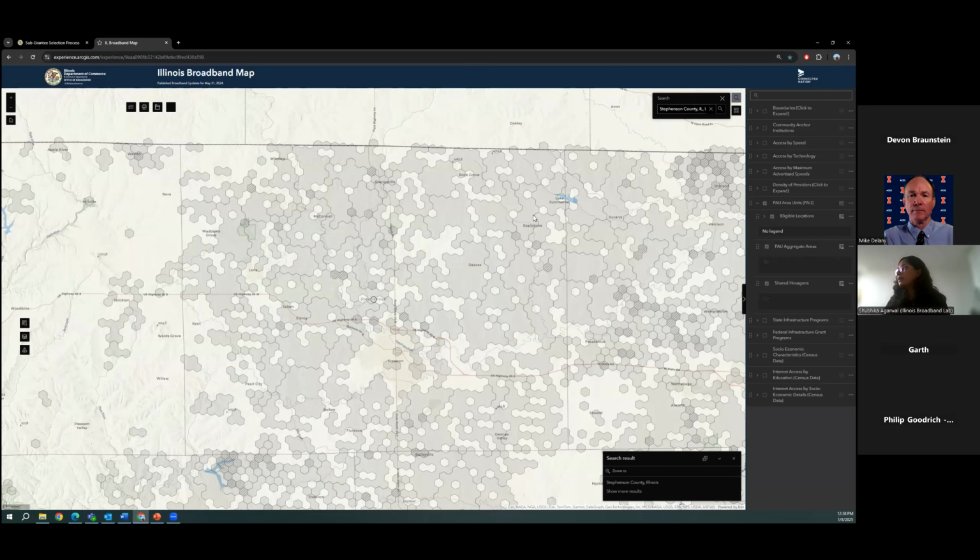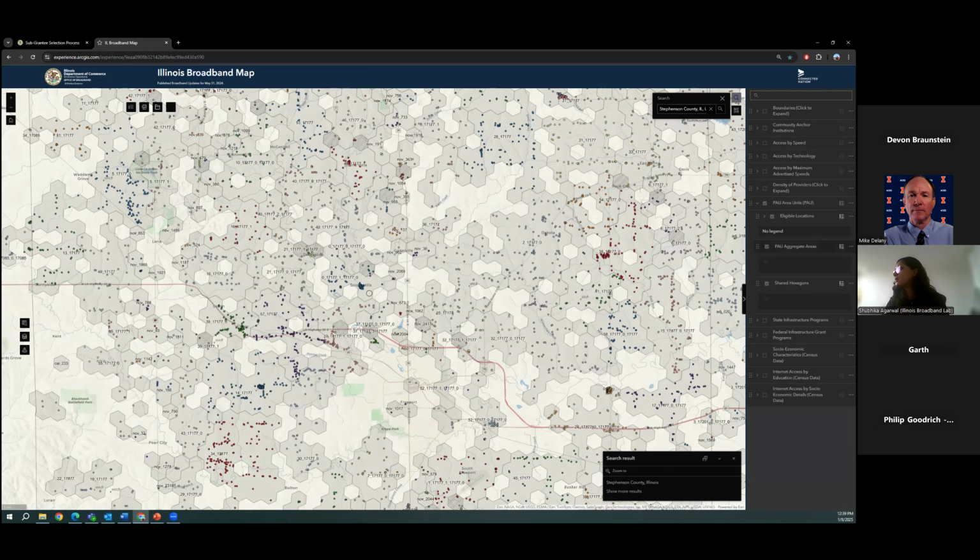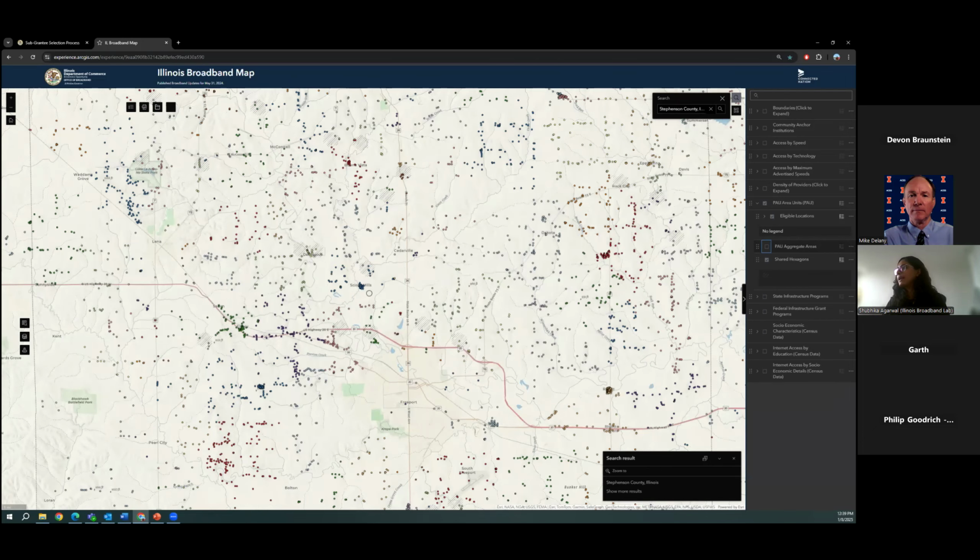So here we are in Stevenson County. Again, it's a little at the county level, a little bit zoomed out, so it's only the aggregate areas that we're able to see and the shared hexagons. As we zoom in a little bit more, we'll be able to see the locations. And if the aggregate areas might be confusing, as Devin mentioned, you can also turn off the aggregate areas. And now you would just see the eligible locations color coded by the PAU ID. So this would roughly give you a sense of the areas where you might have eligible locations.